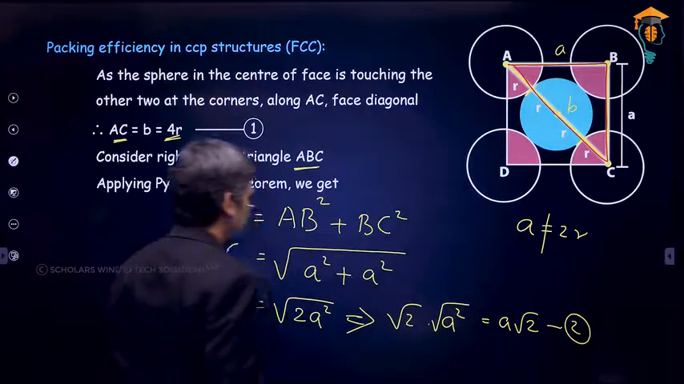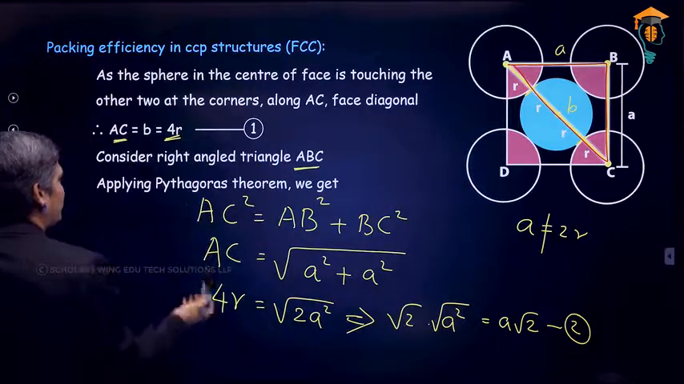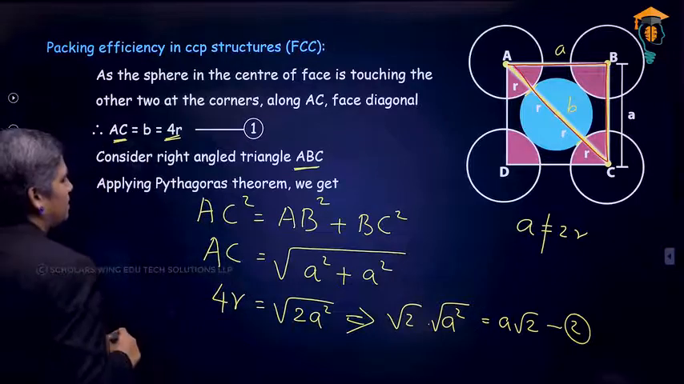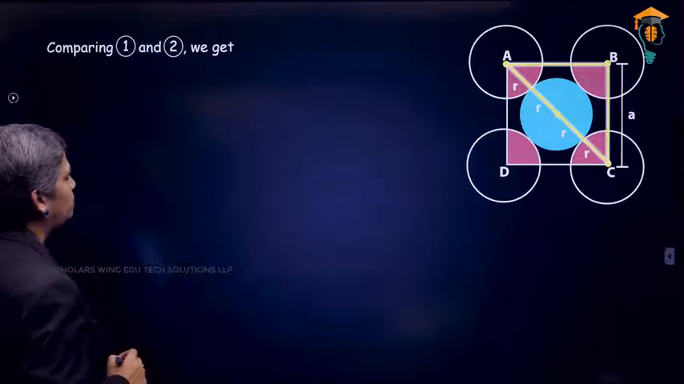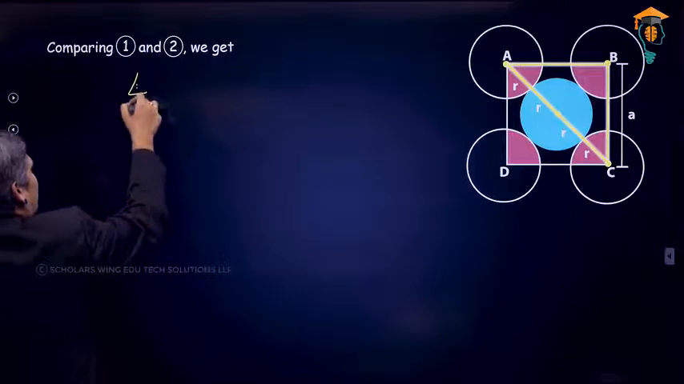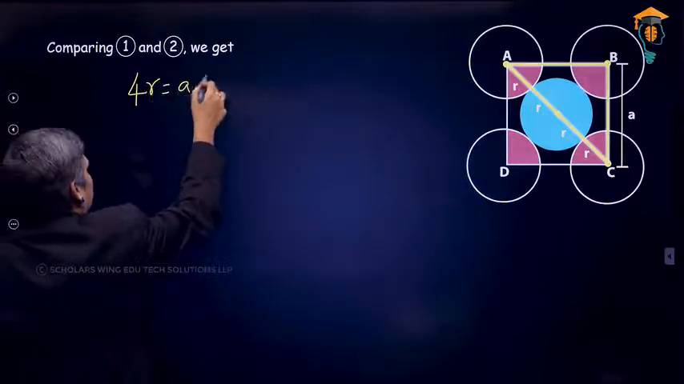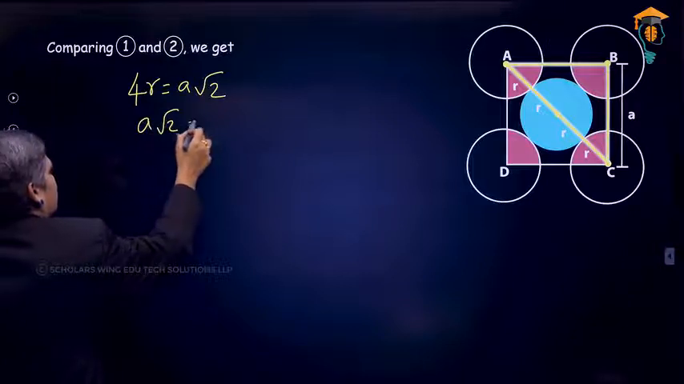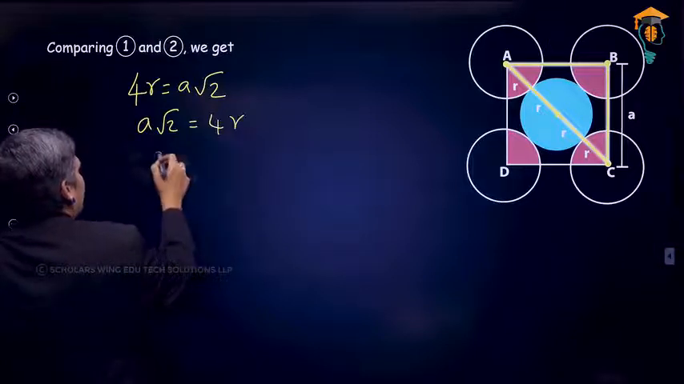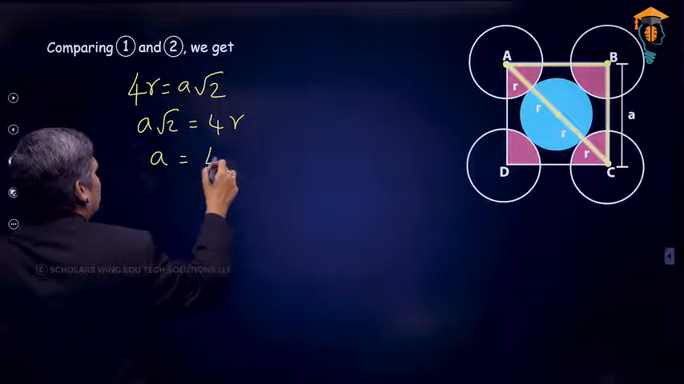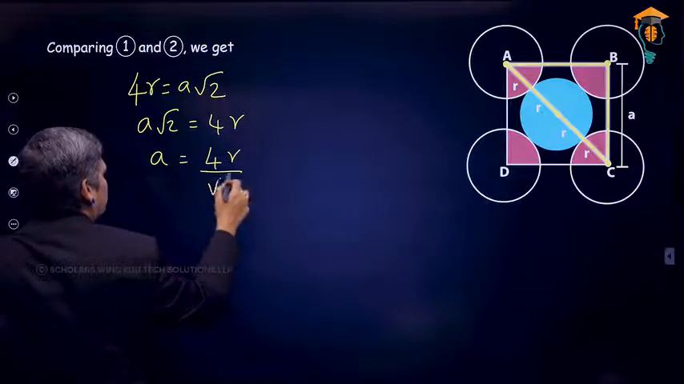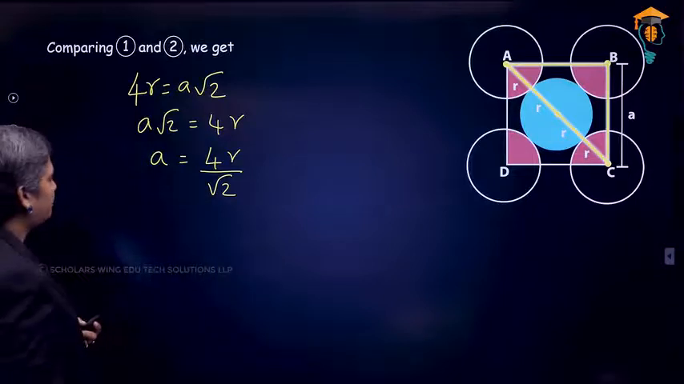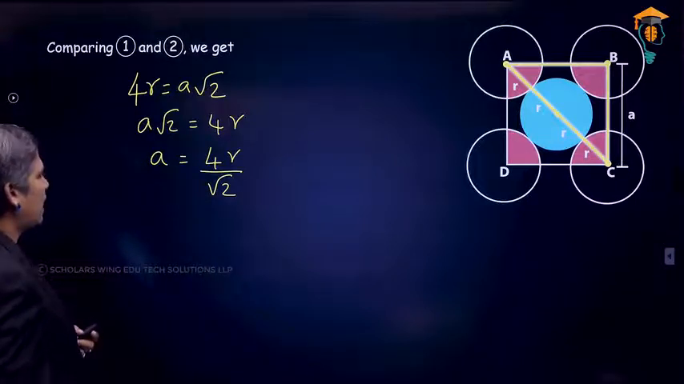By comparing, I already compared. So, in place of AC, we put 4R. Therefore, we have 4R is equal to A root 2. From this, what is A? A root 2 is equal to 4R. A is equal to 4R by root 2. Let's not simplify it here right now. Okay. So, this is our A.